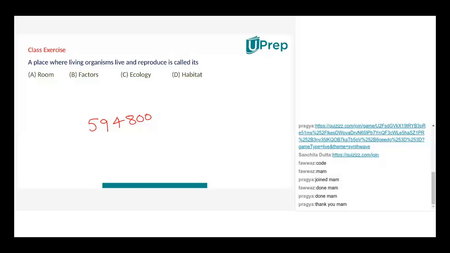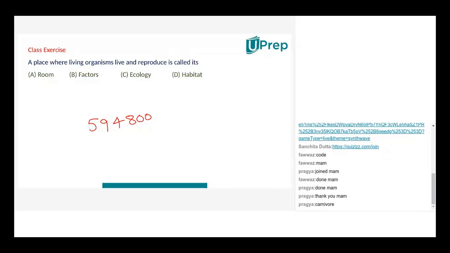Next, a third level consumer has to be of which type? It has to be a carnivore, Yashika. Not a decomposer. Decomposer would be the next level, the fifth level or the fourth level. Okay.